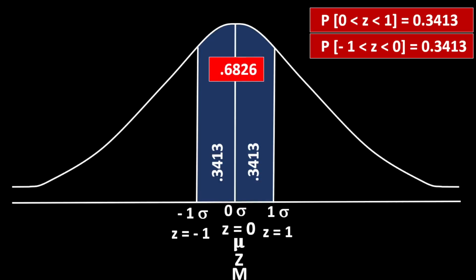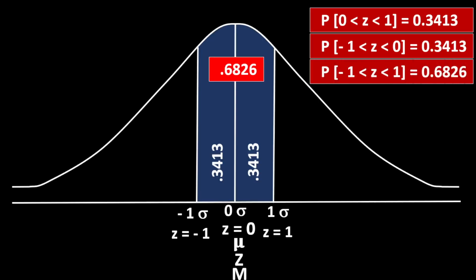And the area between minus 1 sigma and plus 1 sigma is 0.6826, that is the sum of these two areas, and symbolically it can be written in this way: probability minus 1 is less than Z is less than 1 equals to 0.6826.